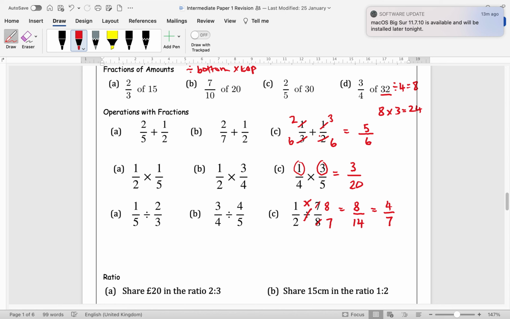If it was a takeaway question, we do it exactly the same way, but we would take away the top numbers from each other.